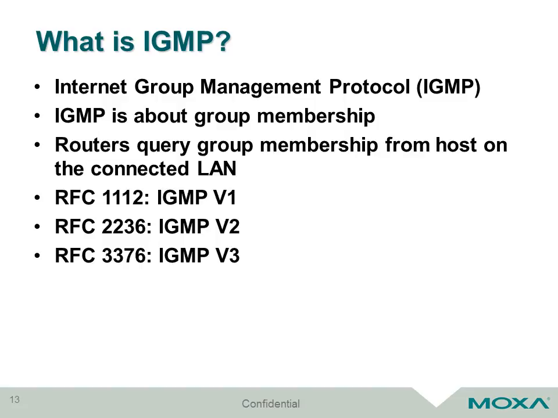Since that time, many problems and limitations with IGMP V1 have been discovered. This led to the development of the IGMP V2 specification, which was ratified in November 1997 as RFC 2236. Now, the latest version of IGMP is version 3, also referred to as RFC 3376.